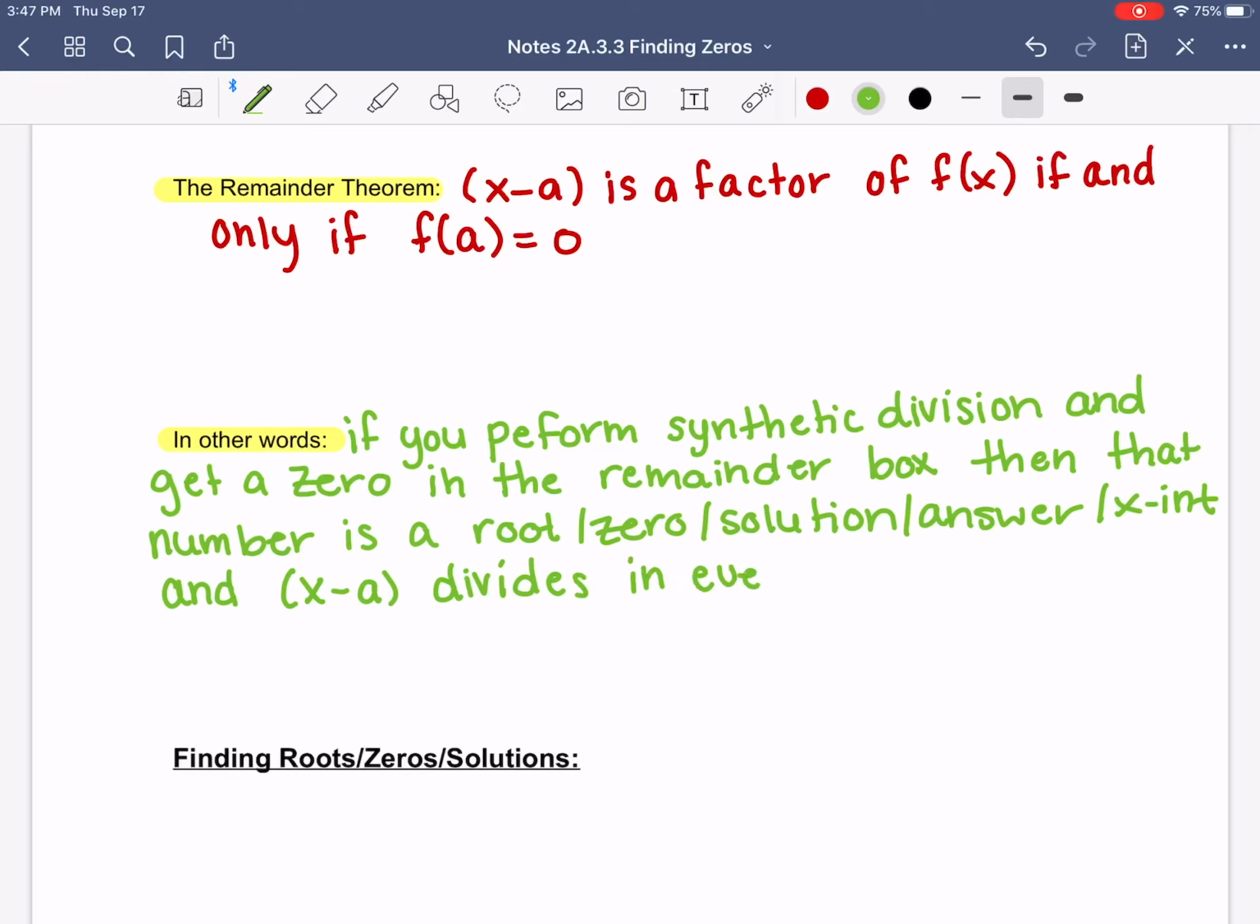So that's what the remainder theorem says. So basically, if you do synthetic division, you can get a 0 in the remainder box. It means that that number that you used with synthetic division is a root, a 0, a solution, an answer, an x-intercept. They all mean the same thing.